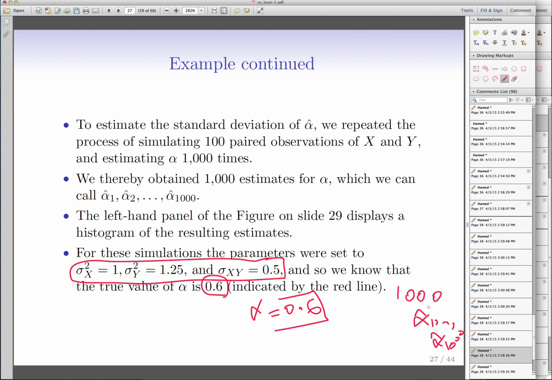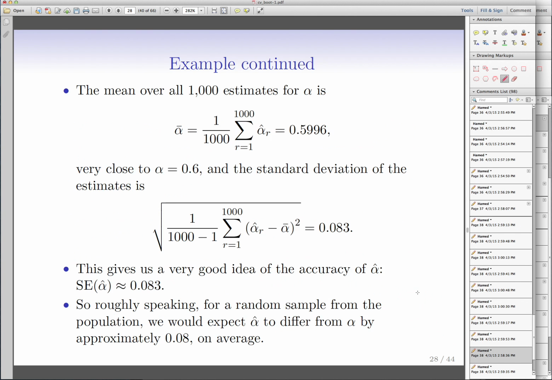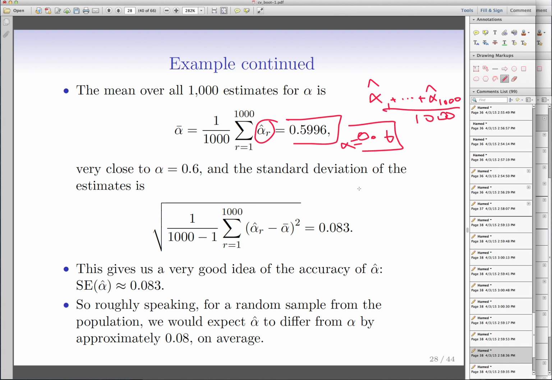So if you do that over and over and over again, and estimate the mean and get the average of all alpha hats. So for example, it will be alpha hat 1 up to alpha hat 1,000 divided by 1,000. The number you get is very, very close to the actual 0.6 that is reality. This was real alpha. This is the average of alphas you got.